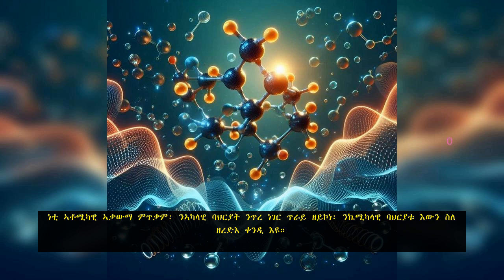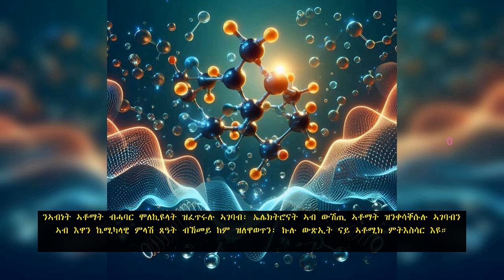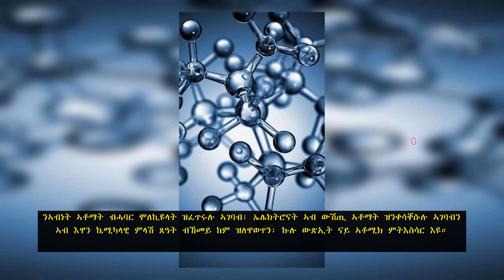Understanding the atomic structure is pivotal because it explains not only the physical properties of matter, but also its chemical properties. For example, the way atoms bond together to form molecules, the way electrons move within atoms, and how energy is exchanged during chemical reactions are all outcomes of atomic interactions.